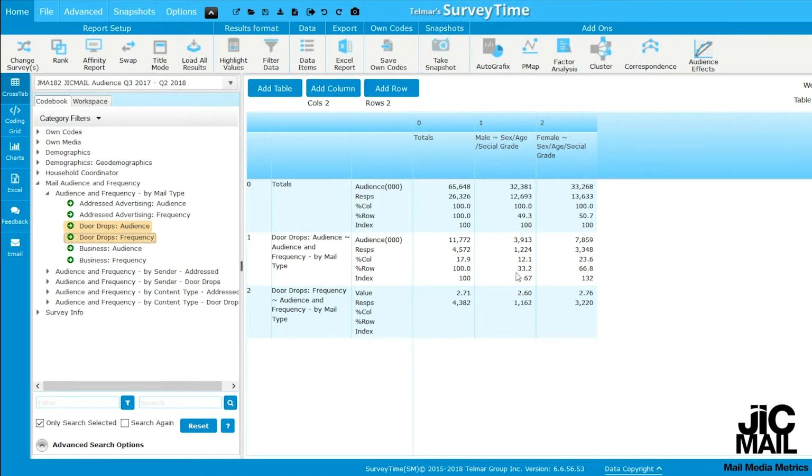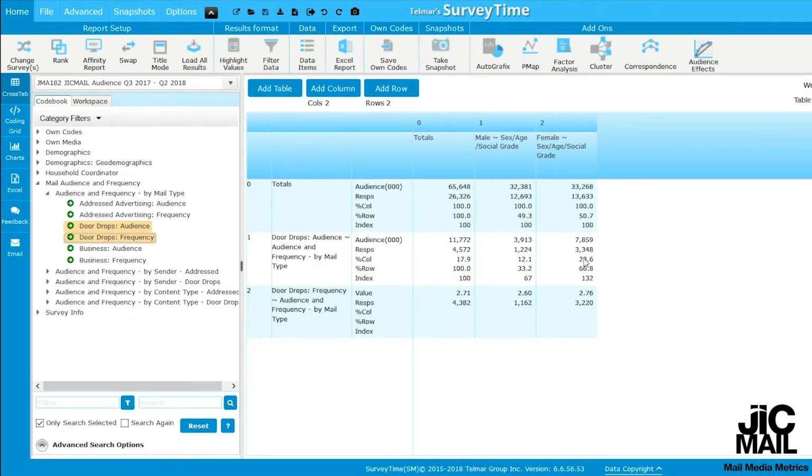In terms of row percentages, as always, you would read those sideways first. So this means that 33.2% of those people who've been exposed to door drops in the last week are men. And obviously all that's left in the population are women, so 66.8% of those people exposed to door drops in the last week are women.